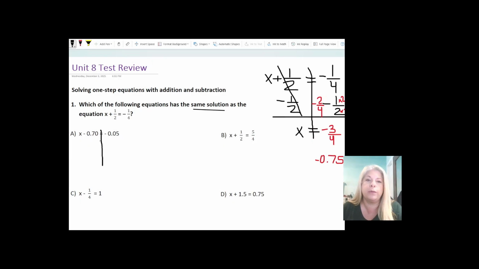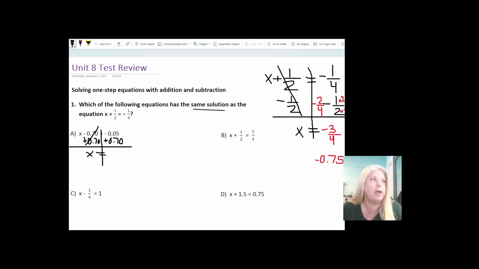We want to make sure we're doing the opposite operation, right? The inverse. So instead of subtracting 0.70, we're going to add 0.70. Whatever you do to one side of the equation, you have to do the other. This will cancel each other out. We're left with x. Remember, that's our goal, to get x by itself.